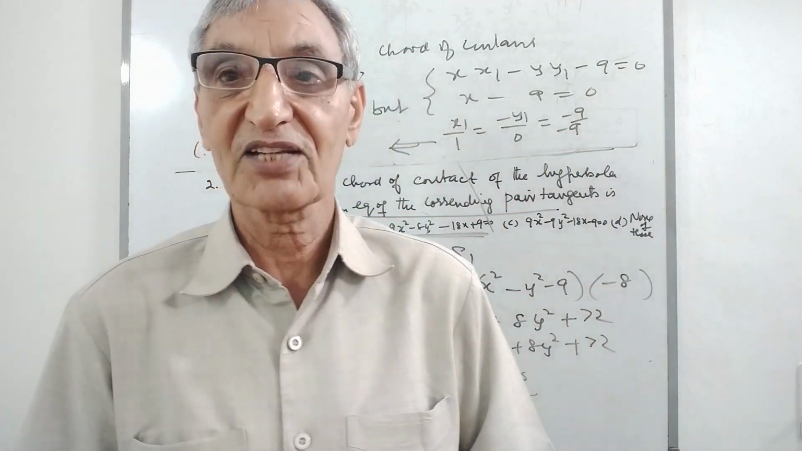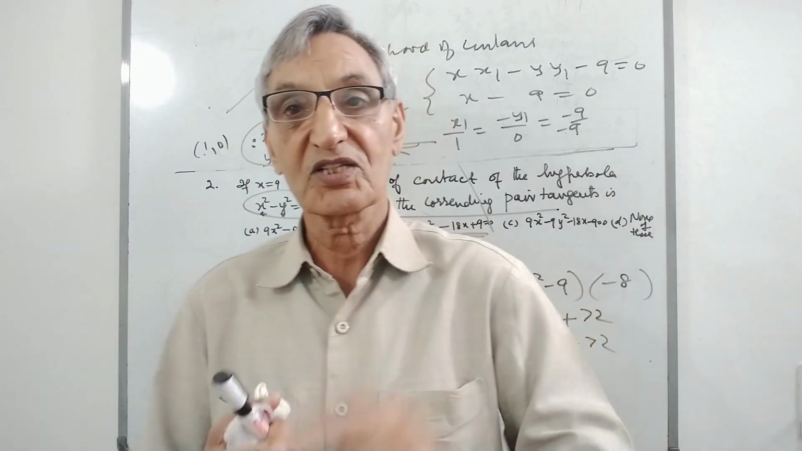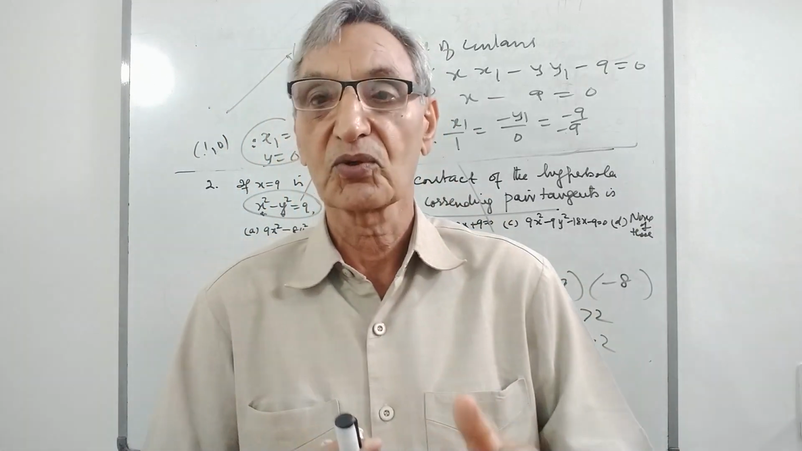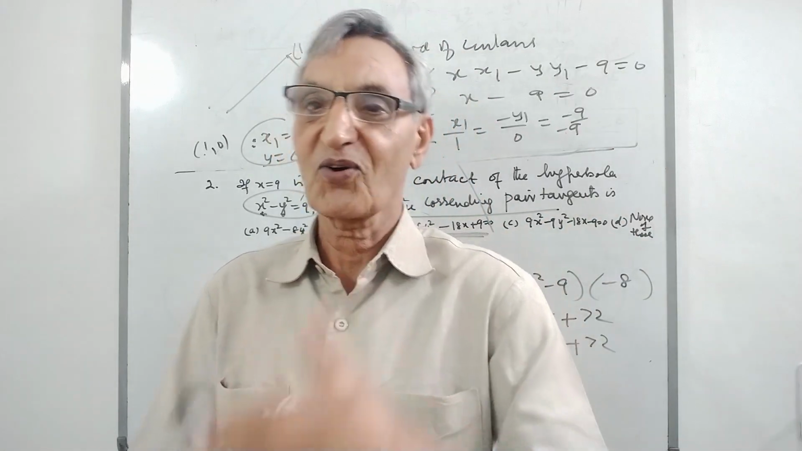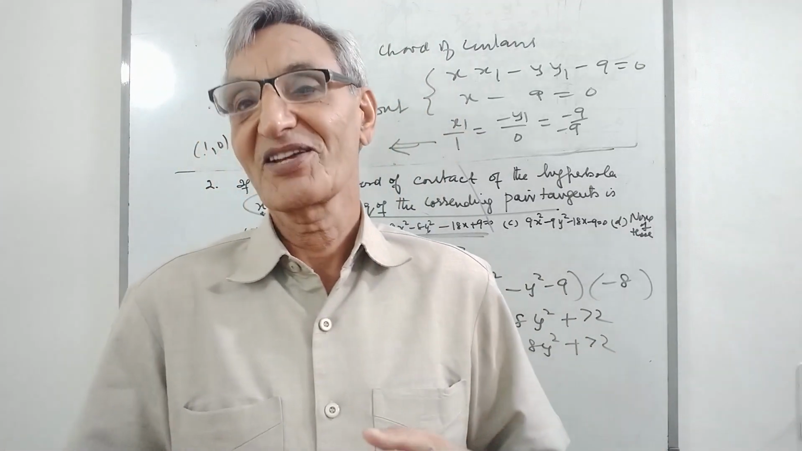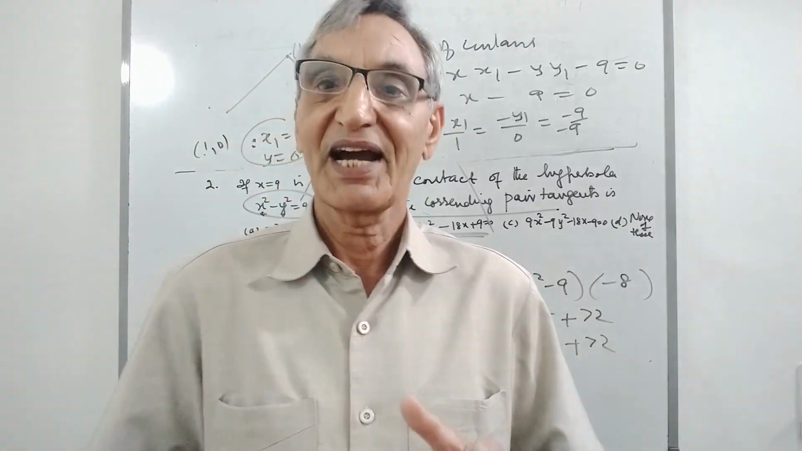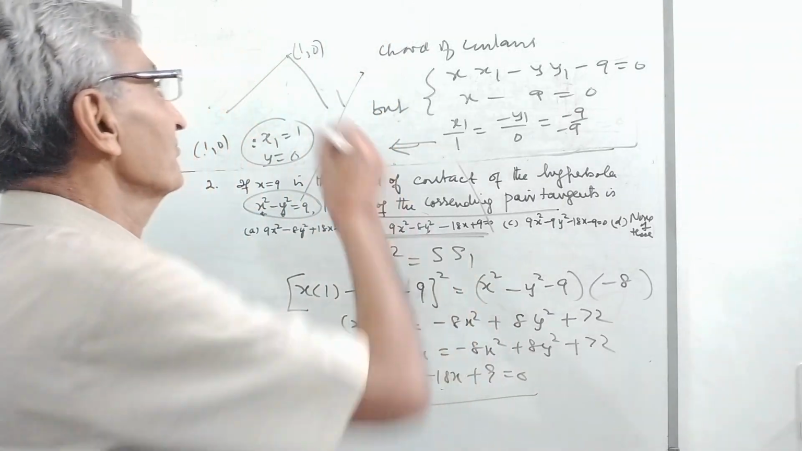Here x is equal to 9 is the chord of contact of this hyperbola, so we should know the equation of the chord of contact. Comparing, we got a point, going from the chord of contact to the point. And then he asks, what is the combined pair of tangents equation? And he may ask, what is the angle between the two?